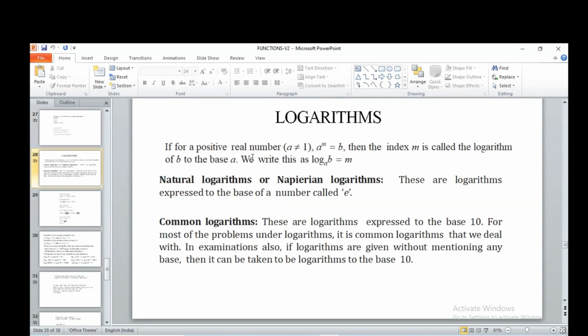Okay. Next we are moving to logarithms. If for a positive real number a not equal to 1, a power m is equal to b, the index m is called the logarithm of b to the base a. So we write this as log base a of b is equal to m. There are two types of logarithms: common logarithm and natural logarithm. Natural logarithms have a base of e. Common logarithms have a base of 10.